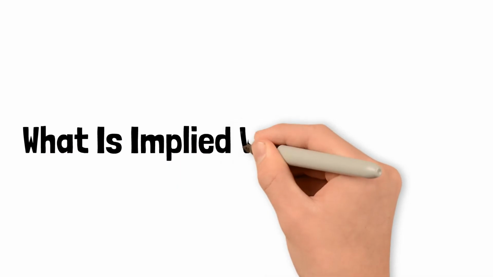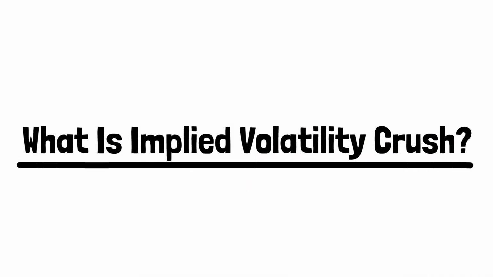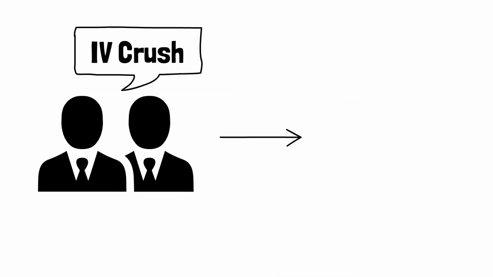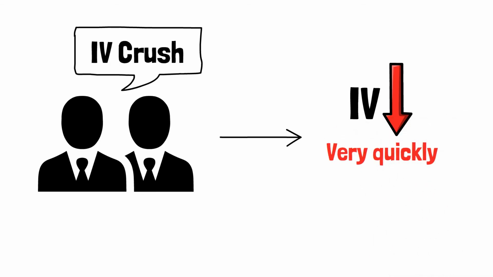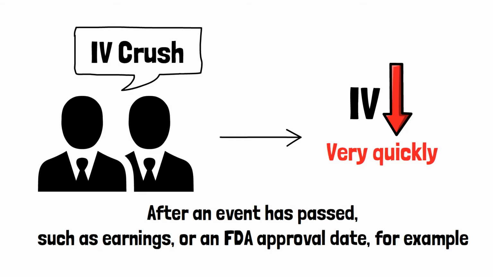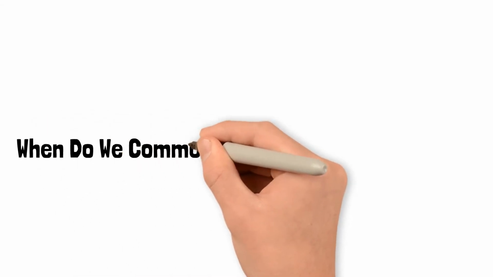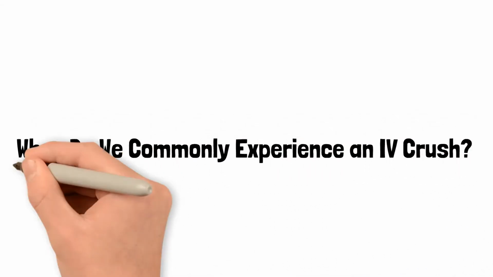What is implied volatility crush? The IV crush is a term used by traders that describes a scenario in which implied volatility decreases very quickly. Usually, this happens after an event has passed, such as earnings or an FDA approval date, for example. When do we commonly experience an IV crush?